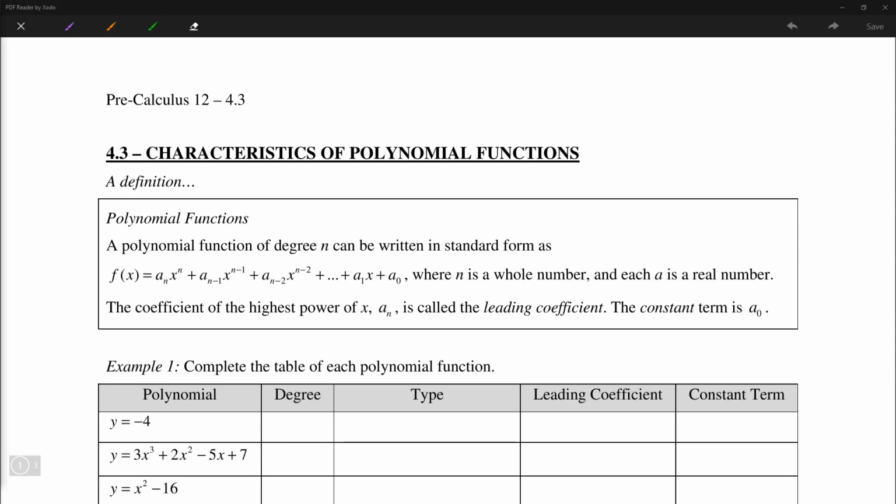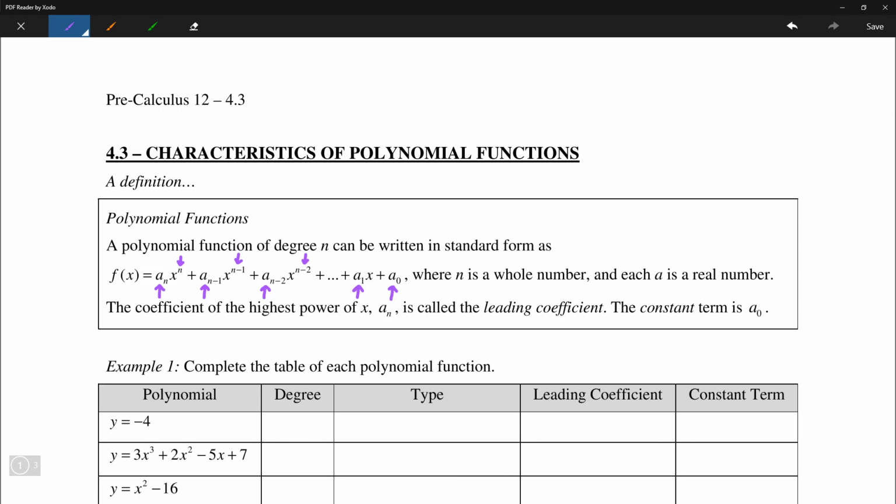Hello everyone. So today we're going to go over section 4.3, characteristics of polynomial functions. We'll begin with the definition of polynomial functions. A polynomial function of degree n can be written in standard form and will look like this. Now, each of the a values listed here are real numbers, and each of the n minus 1, n minus 2, and so forth, those will all be whole numbers.